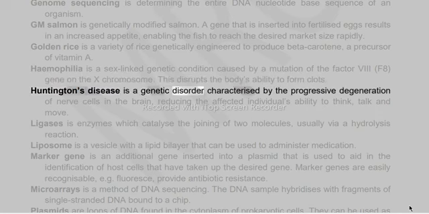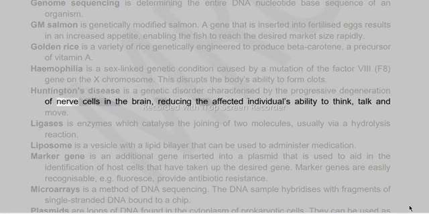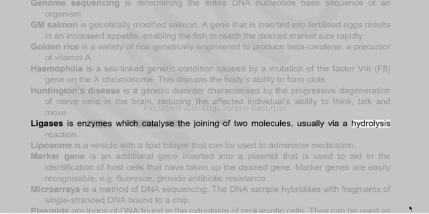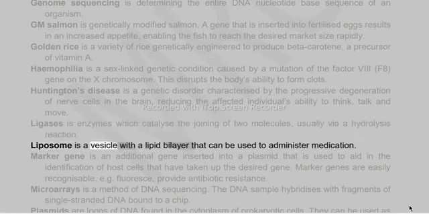Huntington's disease is a genetic disorder characterized by the progressive degeneration of nerve cells in the brain, reducing the affected individual's ability to think, talk and move. Ligases are enzymes which catalyze the joining of two molecules, usually via a hydrolysis reaction. Liposome is a vesicle with a lipid bilayer that can be used to administer medication.